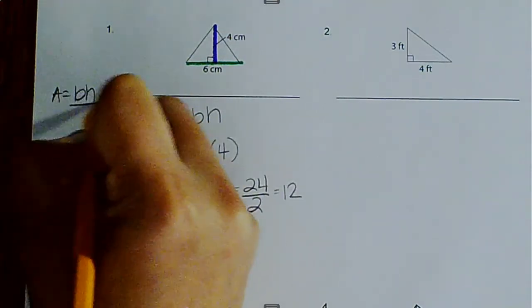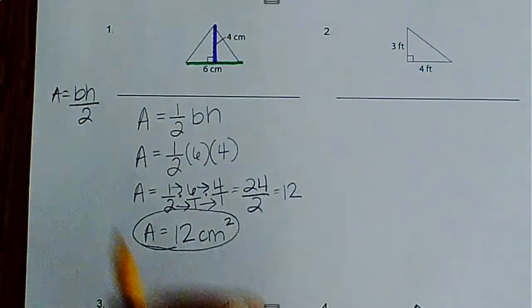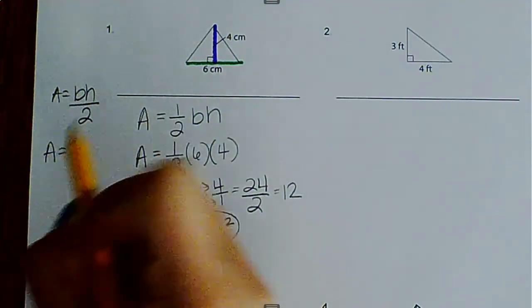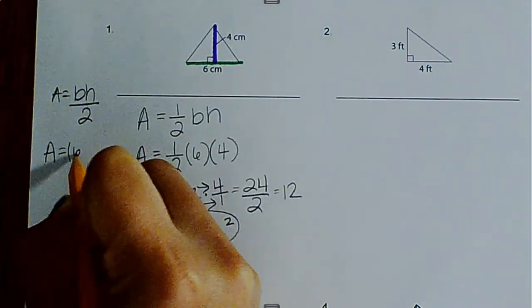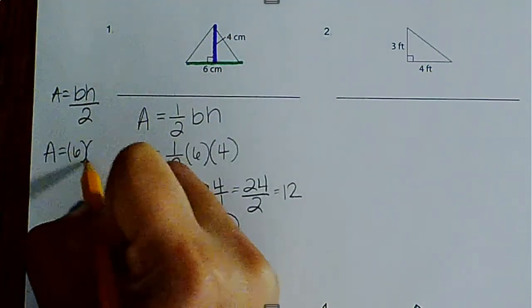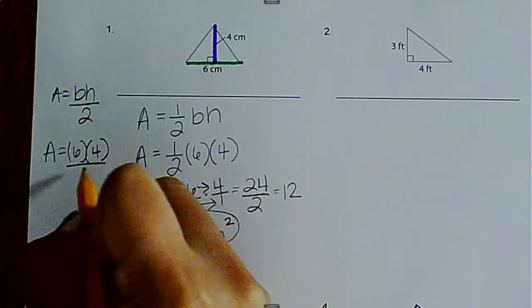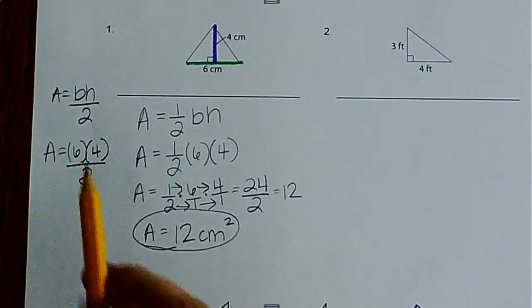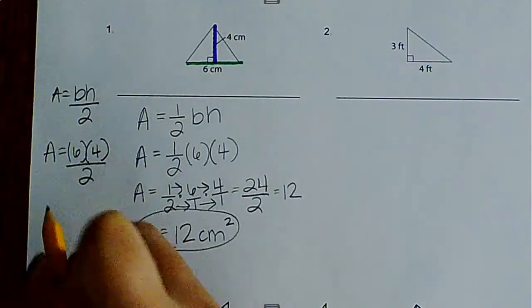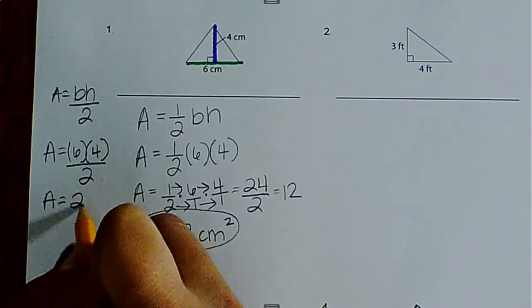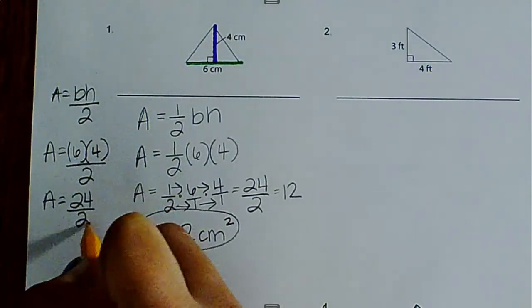Area equals base times height divided by 2. Okay, I'm going to plug in the information. I know the base is 6 times the height is 4. And I'm going to put all of that over 2. So 6 times 4 is 24. So the area equals 24 over 2.